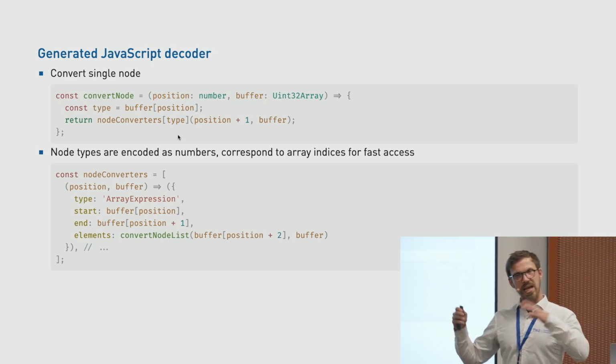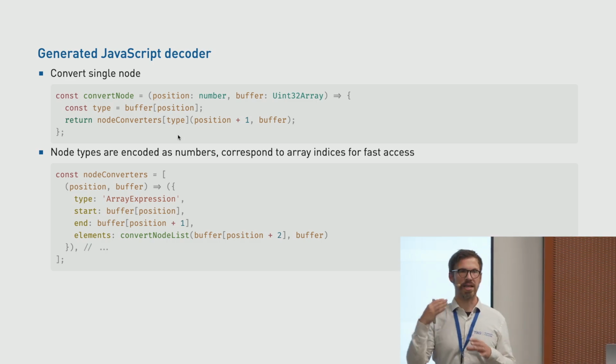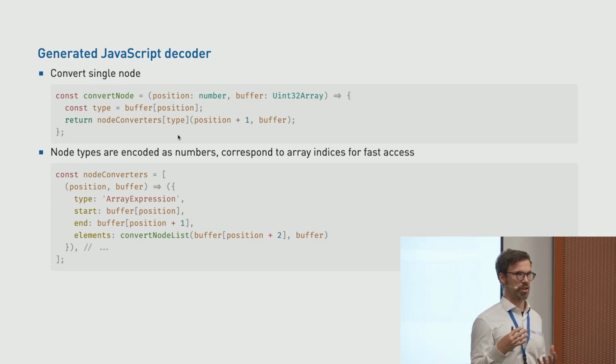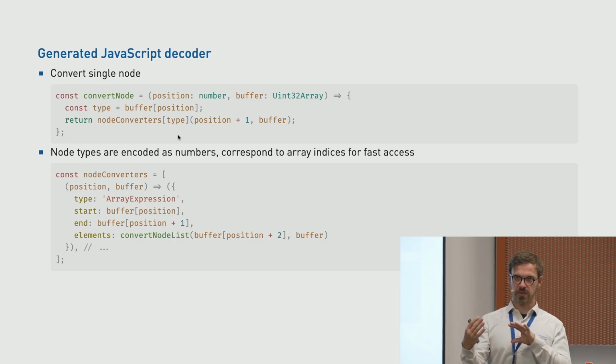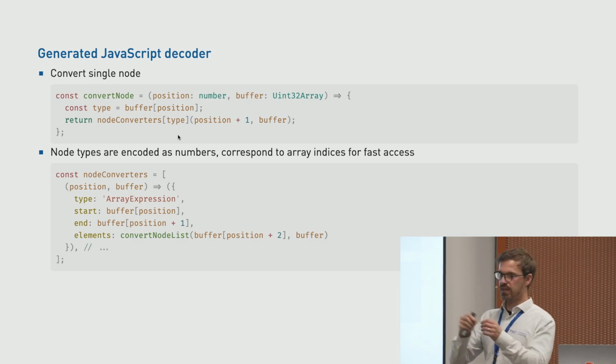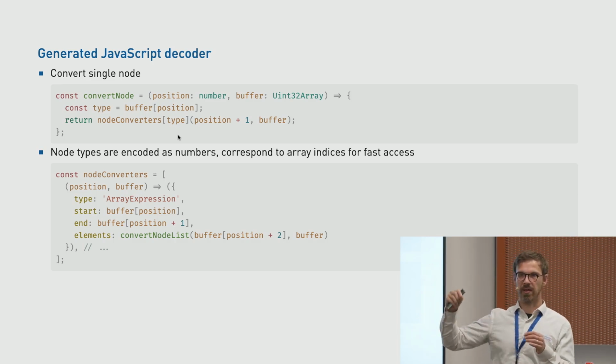And because this array is created in one go, I'm really helping the JavaScript engine here. So it can really optimize the array and can write native code that basically just takes the number and calculates the memory position where the decoder is.